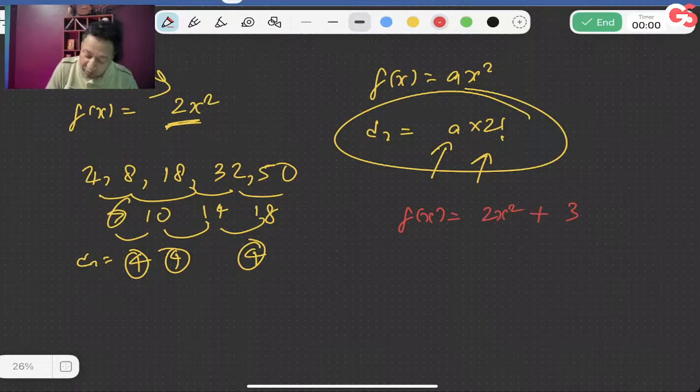कुछ फर्क पड़ता क्या? कोई फर्क नहीं पड़ता, तब भी एंड में मुझे 4 ही मिलता। If you want to see, you can also imagine that, but let's see that 2x² plus 3, if I put x as 1, I'll get 4 plus 3, 7. If I put x as 2, I'll get 11, I'll get 21, I'll get 35, I'll get 53.